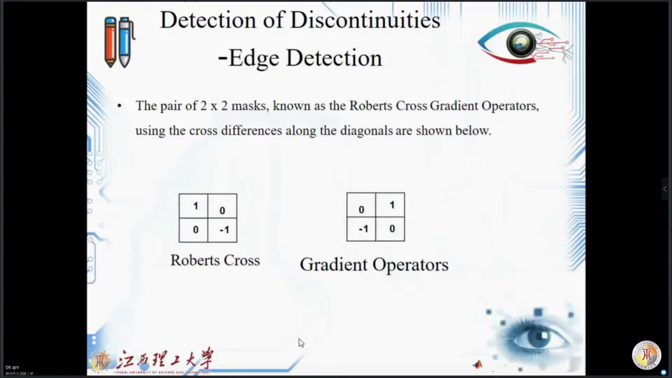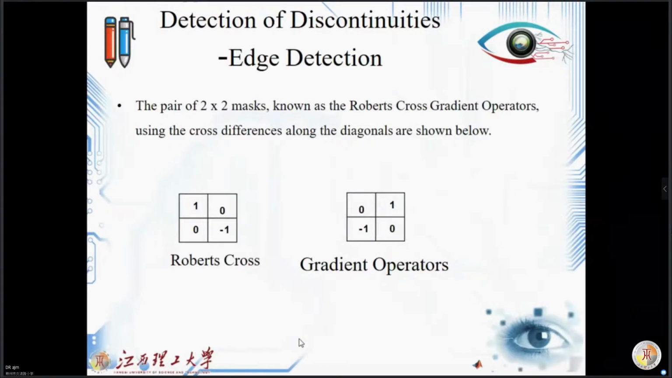Then the pair of 2 by 2 masks, those matrices that we see, are nothing but our masks. In the last lecture about convolution, we talked about this kernel or matrix which sweeps across our image to do the convolution. Then the pair of these 2 by 2 masks is known as the Roberts cross gradient operator, which uses the cross difference along the diagonals and can be shown like this.